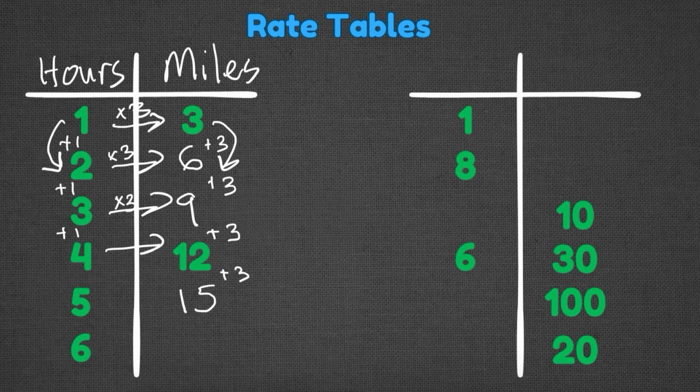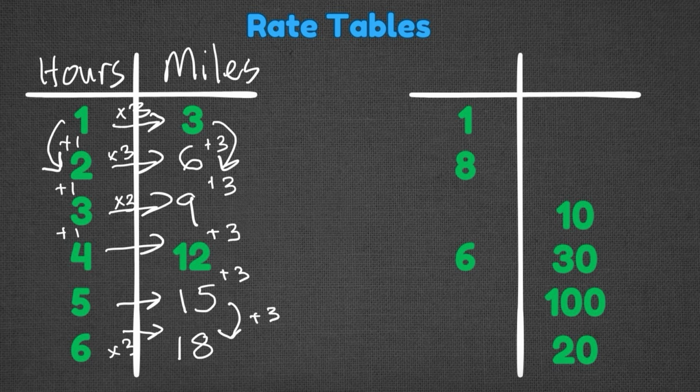We can double check to make sure that 15 is 3 times bigger than 5. And our last number here is 18 because it is 3 times bigger. That's our relationship from left to right, and also plus 3 more than the miles right above it.